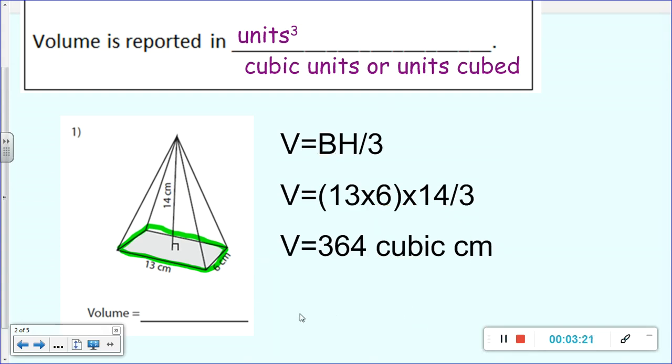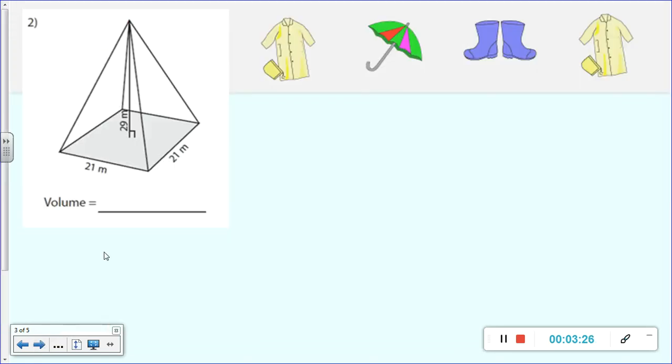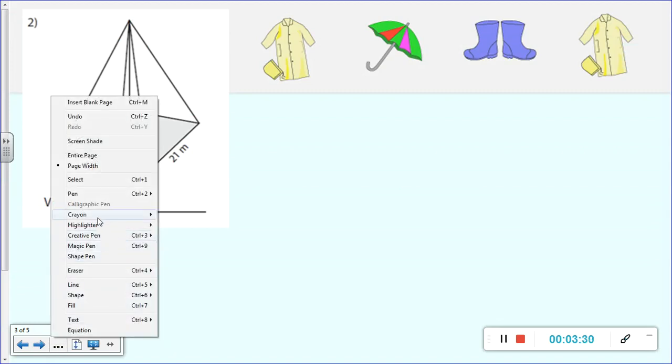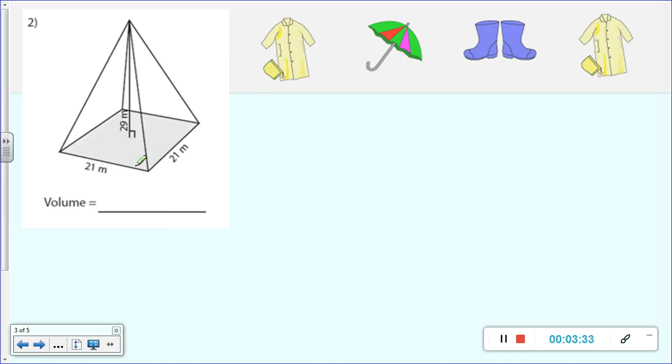Okay. Here we go. We're going to do one more similar to this, and then you're going to try one on your own, or 2 of them on your own, actually. So this one I have a square pyramid. I know it's a square because the bottom, both the length and the width, are the exact same measurement with this 21 meters.